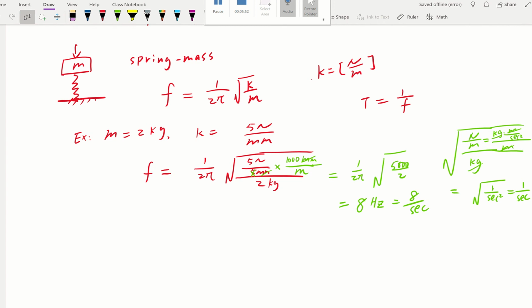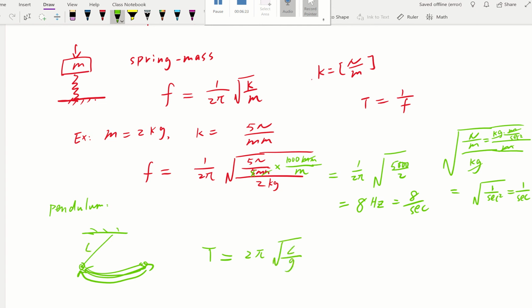Another periodic event you will encounter is the pendulum. If you have a pendulum, it's going to swing back and forth, right? If it goes this way and comes back to the original position, that's one event. For that pendulum, they have also developed the equation for the period, and that's going to be T equals 2 pi times the square root of L over g. L is the length of this pendulum, and g is our acceleration of gravity, 9.8 meters per second squared.